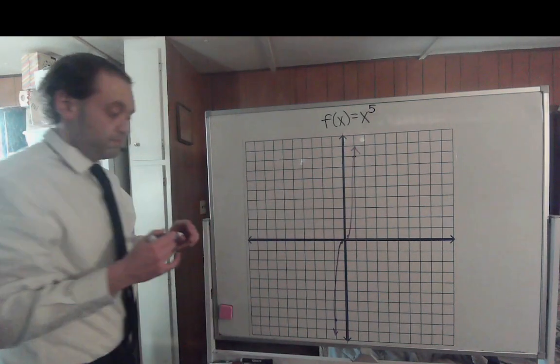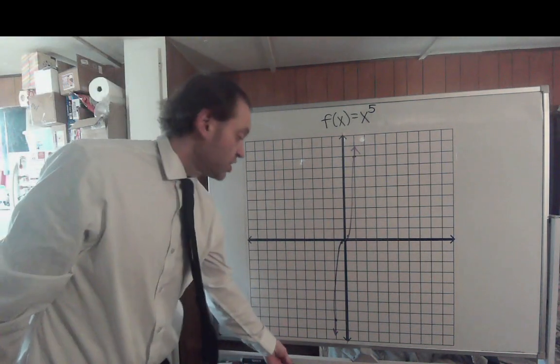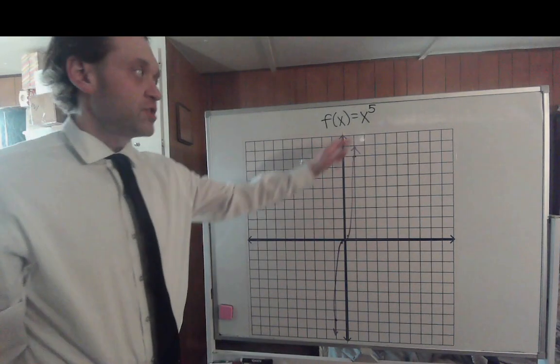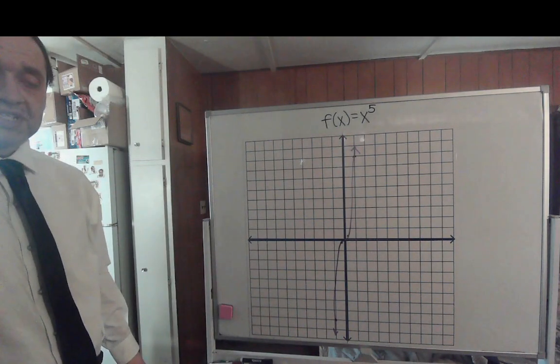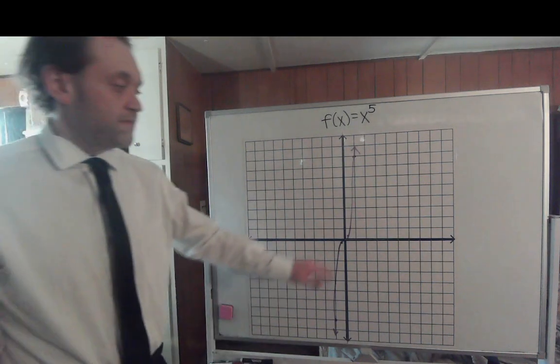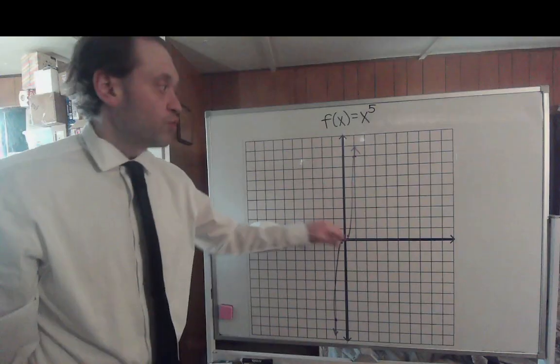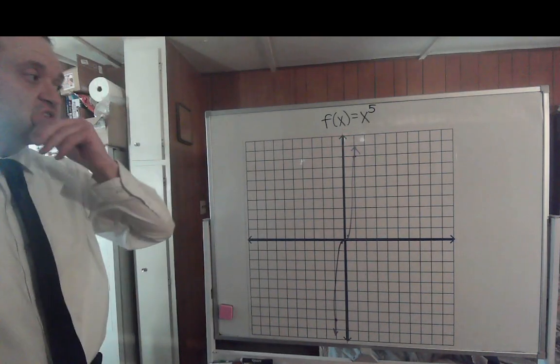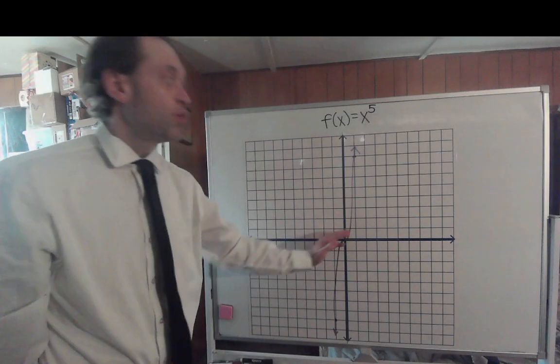And what do you know? I got a curve that's almost identical to that of f of x equals x to the third. It falls to the left, but rises to the right of the central point. Falls to the left, rises to the right.